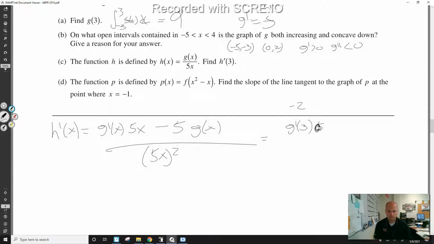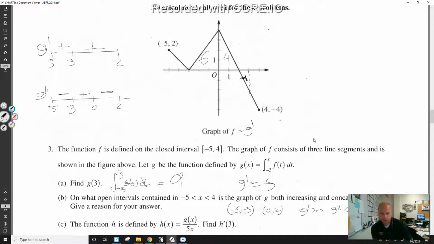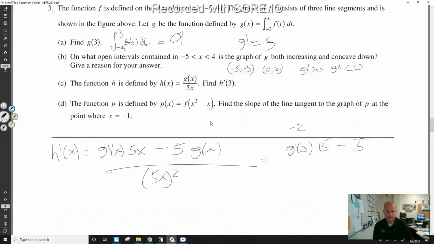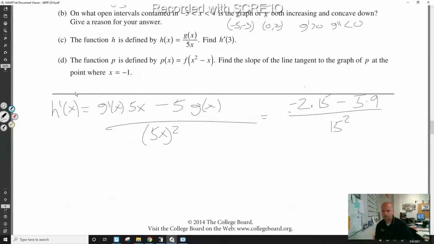5 times 3 is 15. Minus 5 times G of 3. G of 3 we found earlier. It's 9. Over 15 squared. Thanks, guys. You can leave your answer like this. 2 times 15, -2 times 15, 5 times 9, 15 squared. Leave it. Calculator ready. It's a non-calculator question.